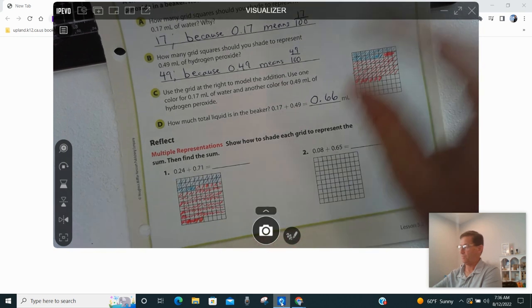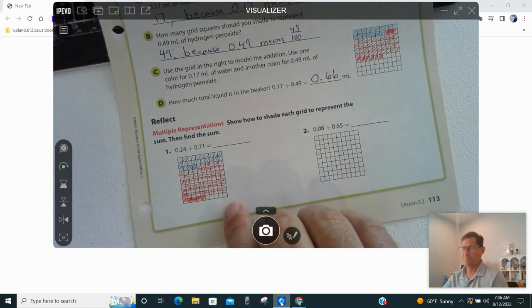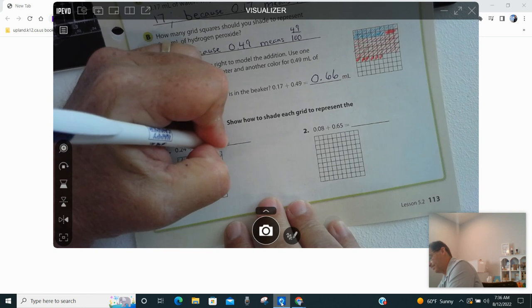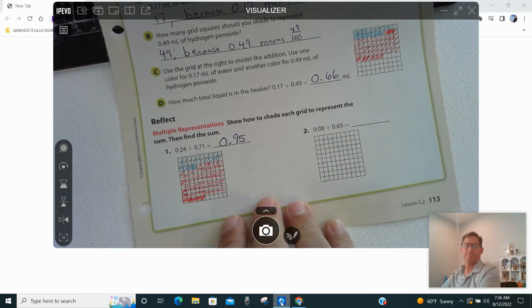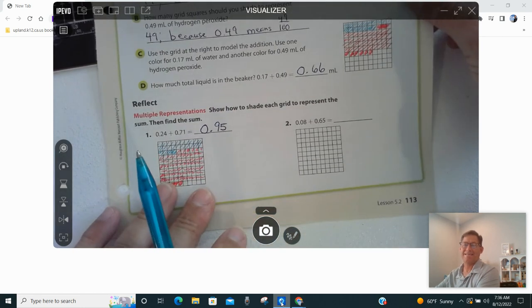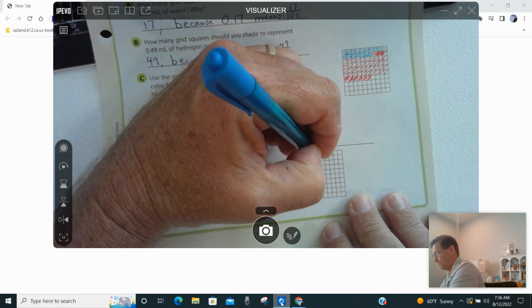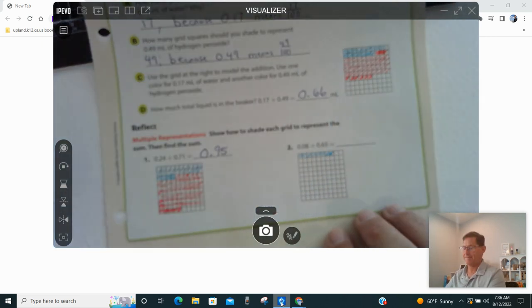Okay, so how much do we have? Well, I know there's 100 in the grid, and there's only 5 that are not shaded, so 95 hundredths. All right, 8 hundredths. Okay, so just 8.